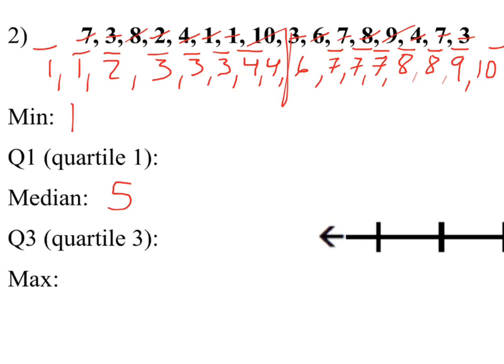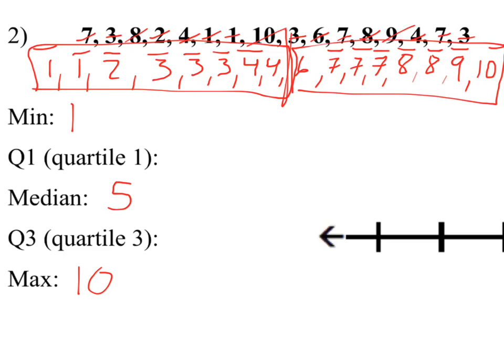The smallest number is 1, the largest number is 10. And now we can get the median for each half. Remember, do not include the median, which in this case is really easy because it's not in our list. It's just halfway between them. And now you're just going to get halfway on each side. So we're going to get 1 and 4, 1 and 4, 2 and 3, 3 and 3. Well, halfway between 3 and 3 is 3. So that's my quartile 1.